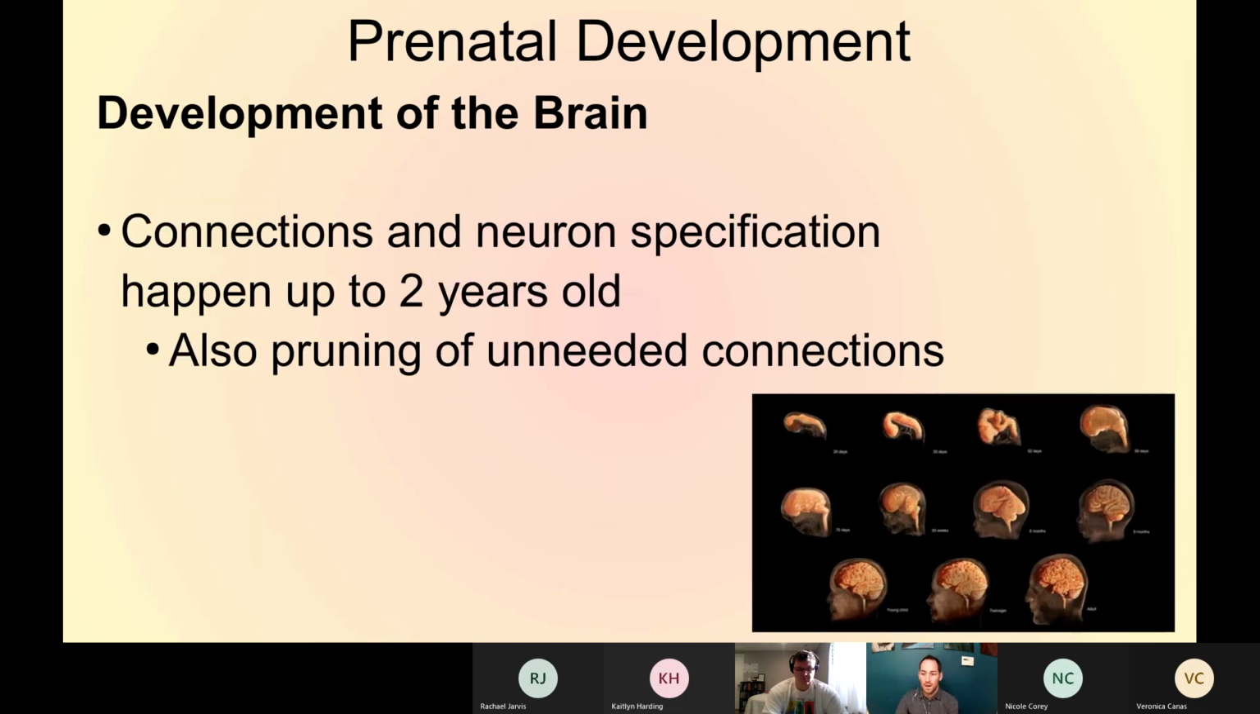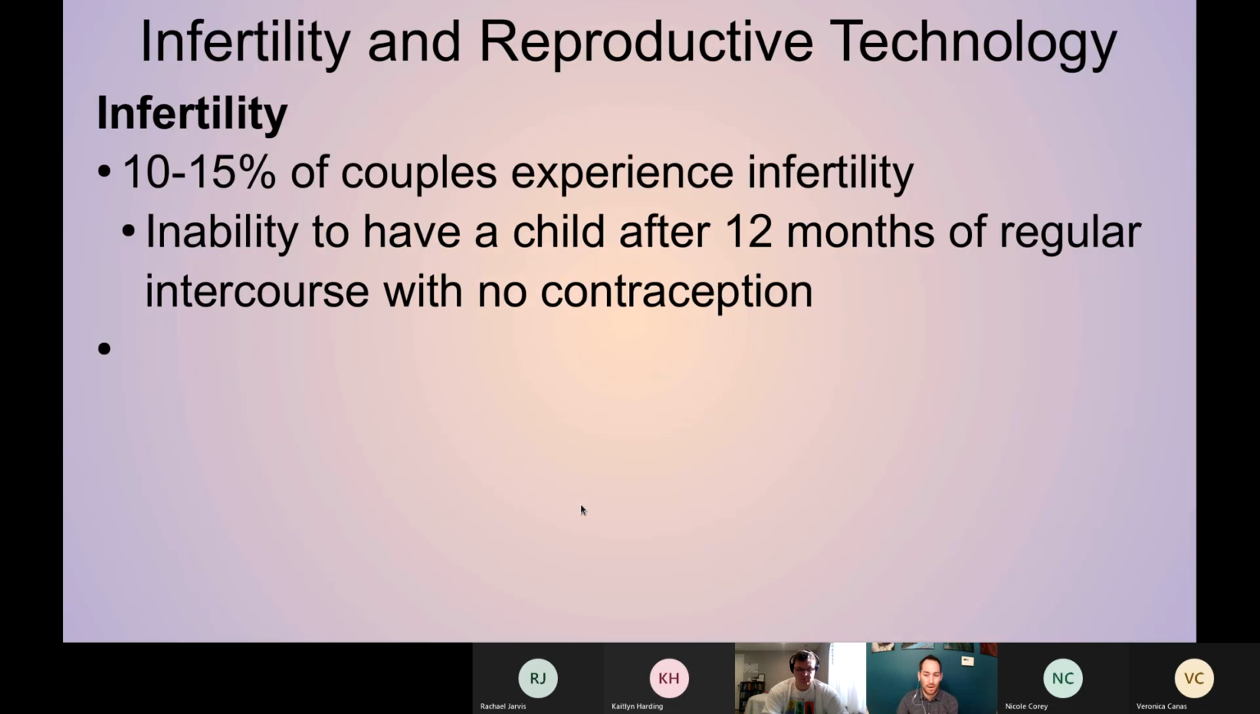All right, so I kind of went on a couple tangents there. It took a little longer than I expected, so sorry about that. But are there any questions about brain development up to that point?